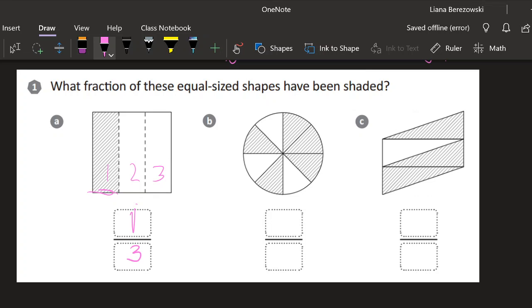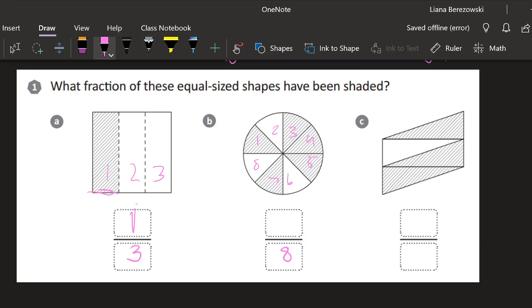Let's look at letter B here. We're going to solve this the same way. First thing we should figure out is our denominator. The denominator is just the total number of equally sized parts that we have. So if we count up all these sections, there's 1, 2, 3, 4, 5, 6, 7, 8, ignoring any shading. We're just worried about how many there are in total. So there's 8 sections, so that means that our denominator is 8.